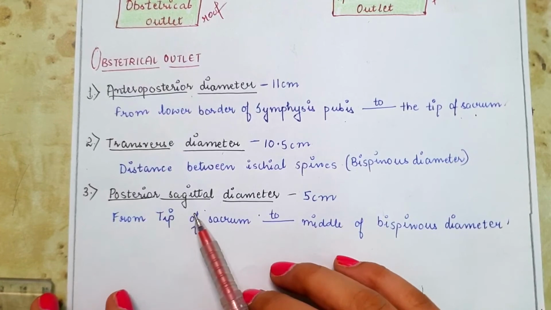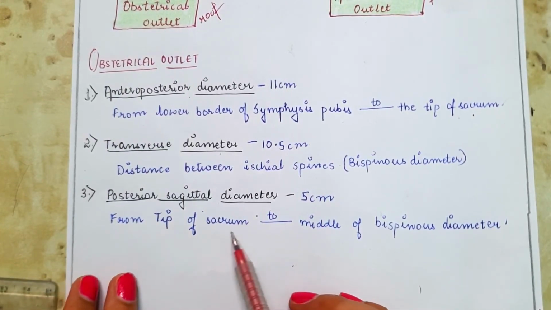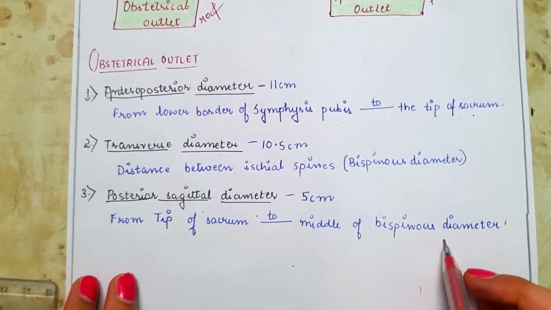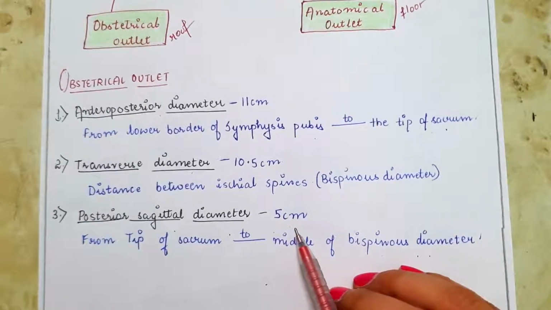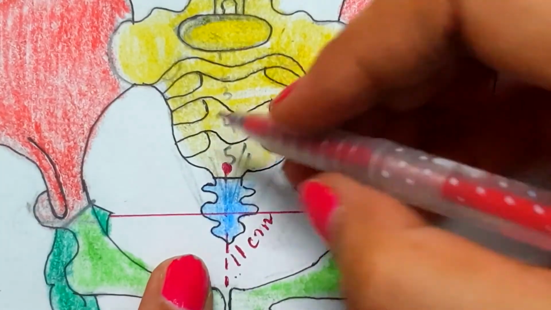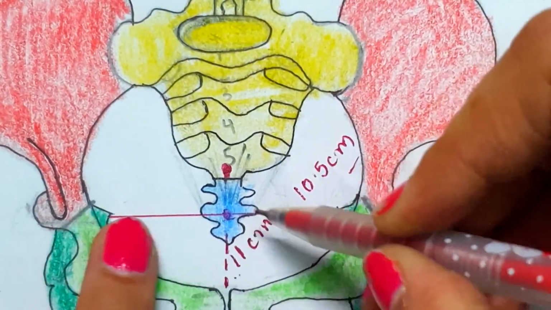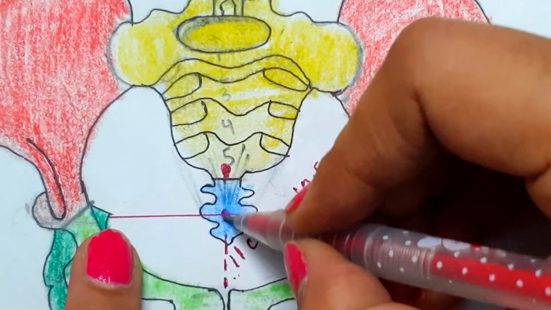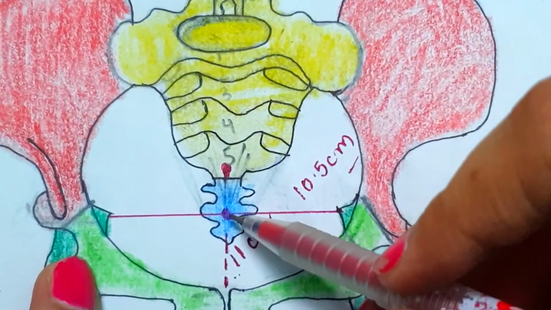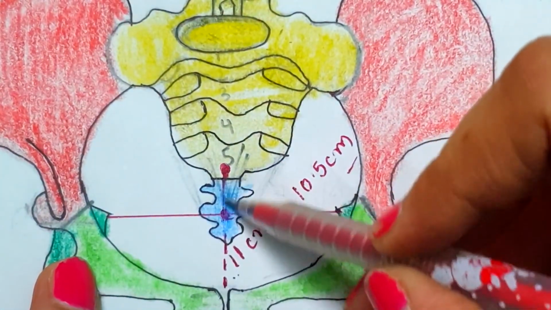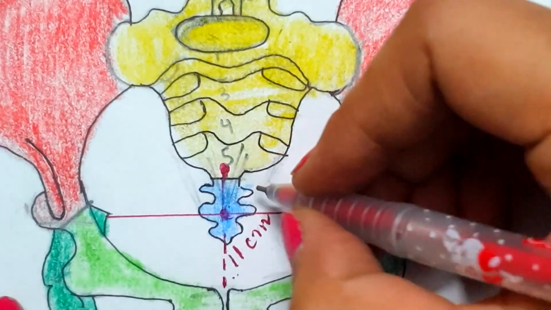Next is the posterior sagittal diameter. It extends from the tip of the sacrum to the middle of the bispinous diameter and it is 5 cm. As you can see in this diagram, this is the tip of the sacrum and this is the middle of the bispinous diameter. From the tip of the sacrum to the middle of the bispinous diameter is the posterior sagittal diameter of the obstetrical outlet. It is 5 cm.